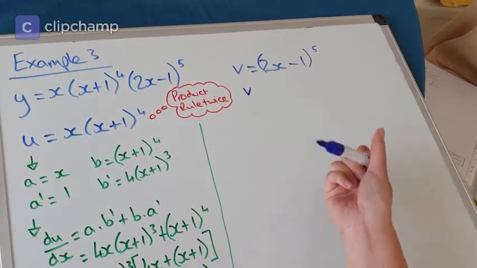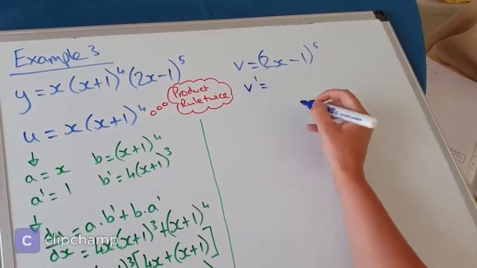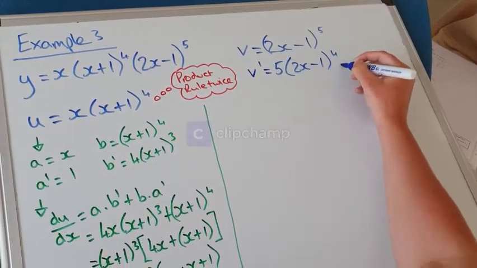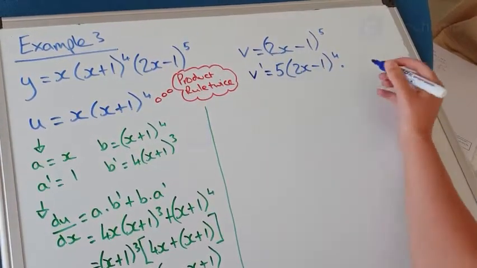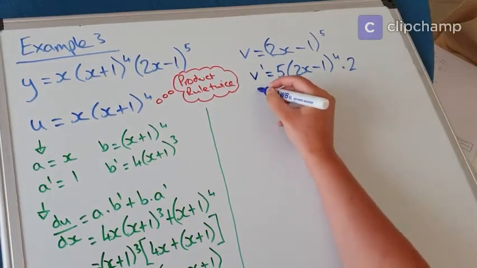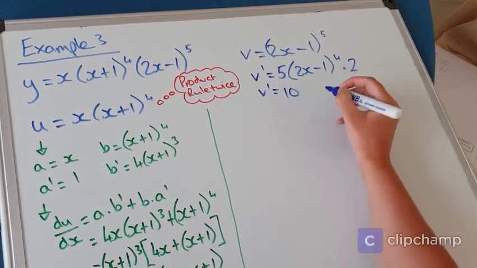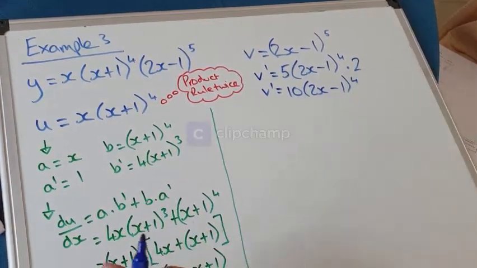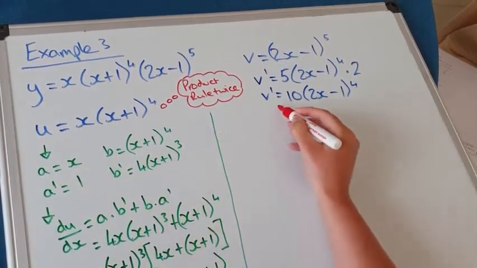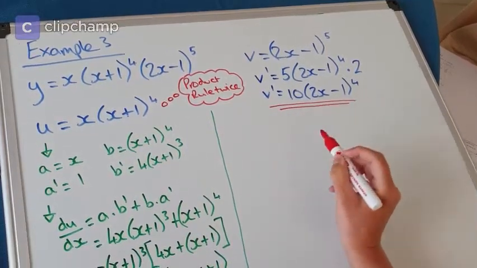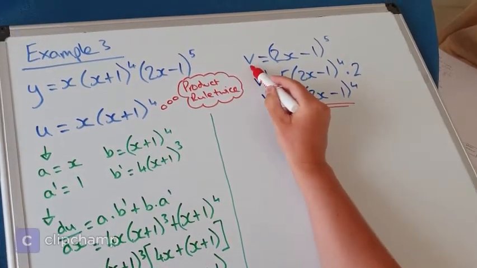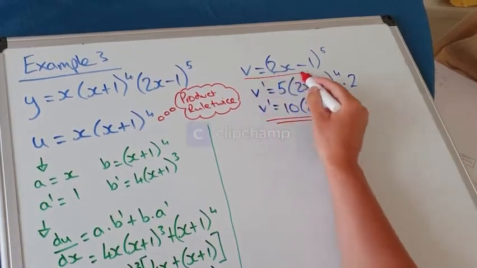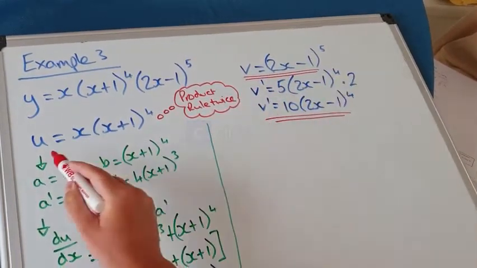I have to get v dash now, which is 5(2x − 1)^4 multiplied by the derivative of 2x − 1, which is 2, giving me v dashed equals 10(2x − 1)^4. So I'm going to double underline that. I'm also going to double underline this one, so you can see what we're using.